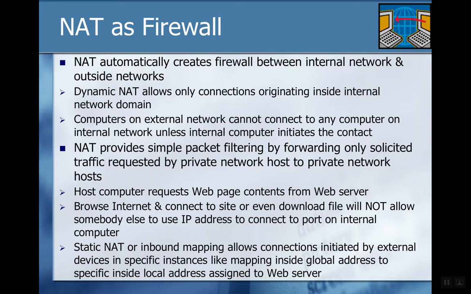With this idea of a NAT device, anything on the external network cannot connect to any computer on the internal network unless the internal computer initiates the contact. So you can go out across the internet and communicate with the host and get information back. However, it will not allow any host to simply connect to anything on the private network that wasn't ever initiated off that network.